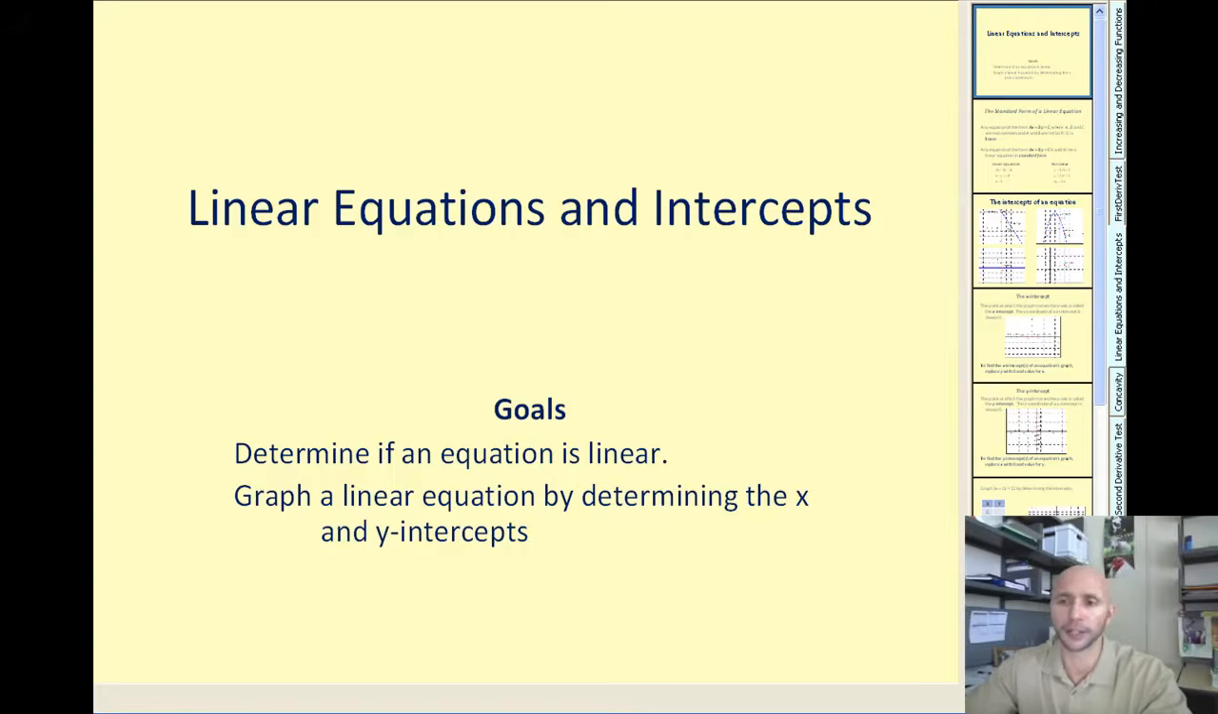Welcome to linear equations and intercepts. The goals of this video will be to determine if an equation is linear and also to graph a linear equation by determining the x and y intercepts.